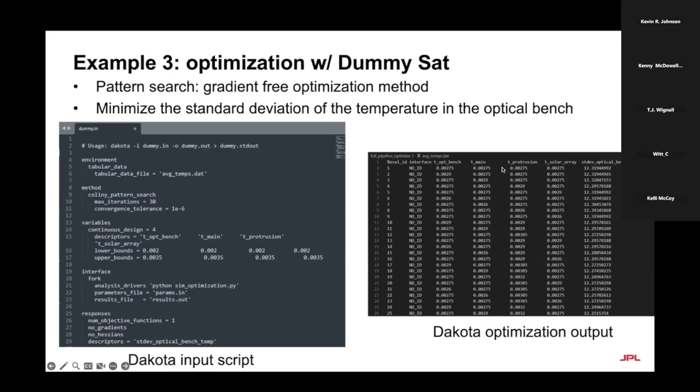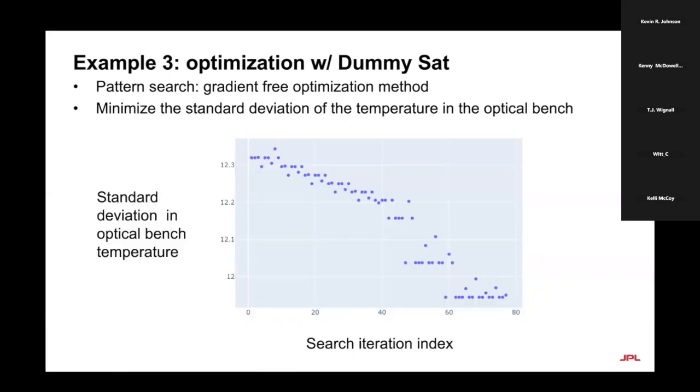And on the right-hand side, this is a Dakota output. For every iteration of this optimization, it picks out a set of thicknesses for each of the regions of the spacecraft, and then it outputs the standard deviation, the objective function that I optimized, right?